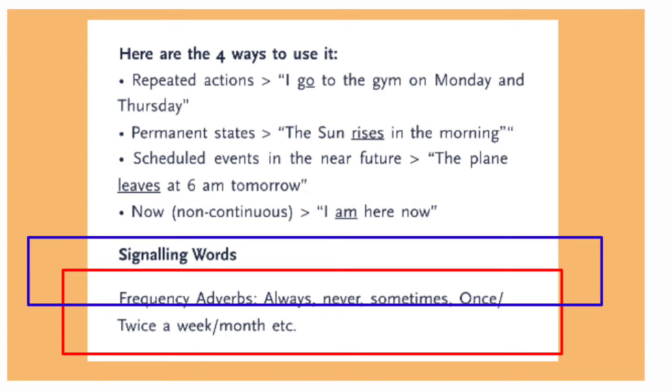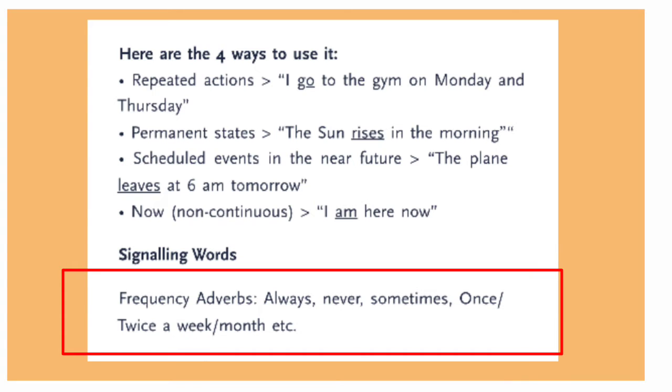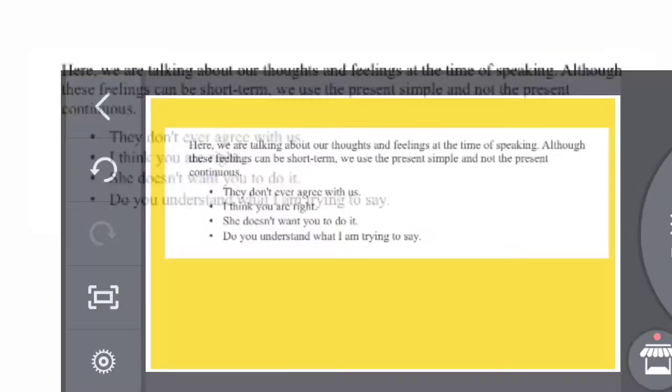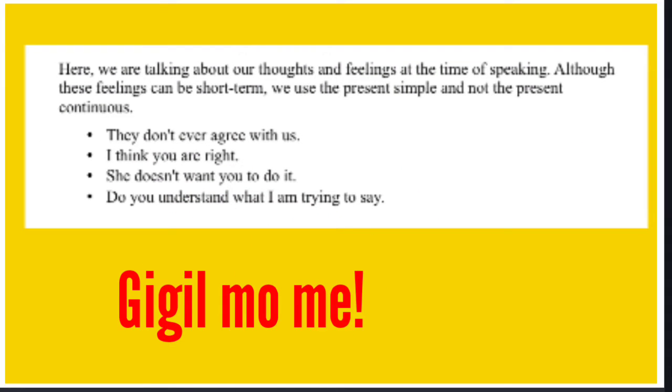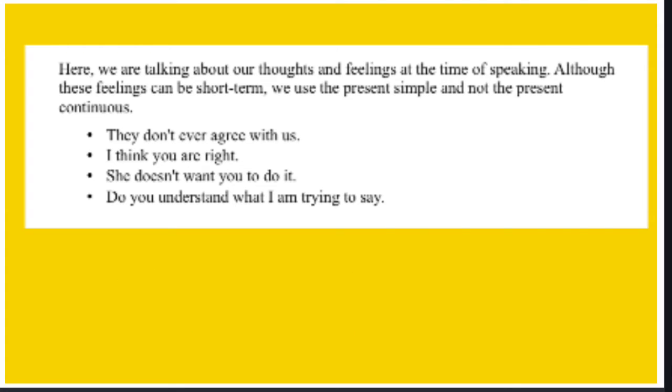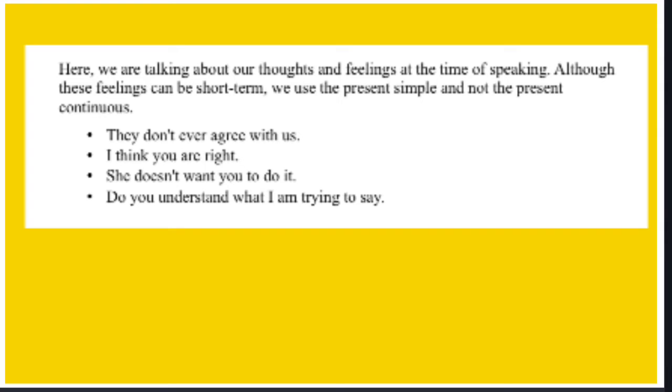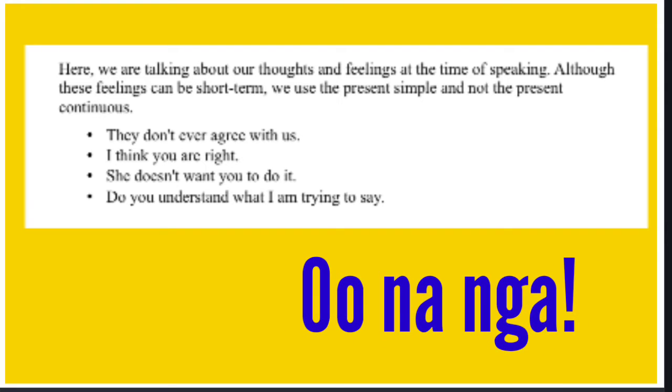Frequency adverbs are signaling words. Example, always, never, sometimes, once, twice a week, twice a month, etc. And when we are talking about thoughts and feelings at the time of speaking, although these feelings can be short-term, we use the present simple. Example, they don't ever agree with us. I think you're right. She doesn't want you to do it. Do you understand what I'm trying to say?